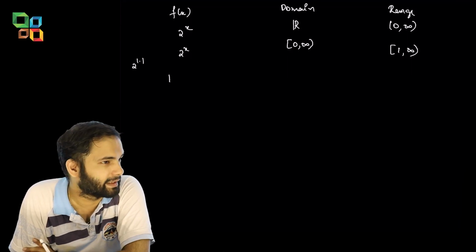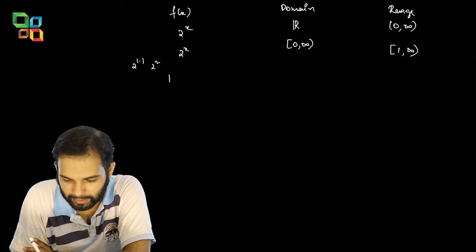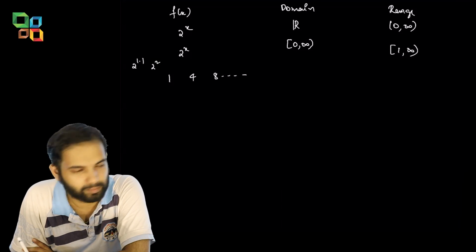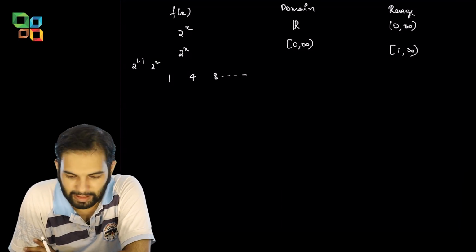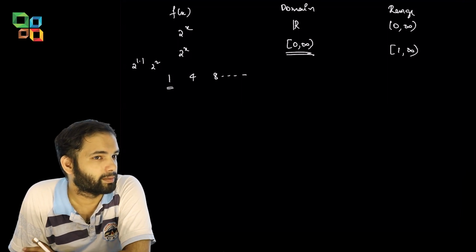2.1.1 is little greater than 1. You may not be able to figure out the exact value. You need a calculator there, right? But 2 power 2 at least you know, correct? It's 4. Next it will increase. It will go to 8, so on. It will go to infinity. But it will start from 1 when this is from 0 to infinity.